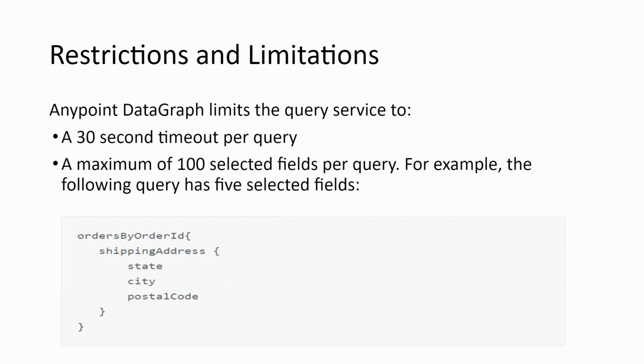Okay. So Anypoint DataGraph limits the query service too. Basically there is a 30-second timeout per query. And you can fetch a maximum of 100 fields per query. So it should not exceed 100 fields per query. In this case we have 5 fields, 1 2 3 4 5. So like that you can have up to 100 fields, not more than 100 fields.